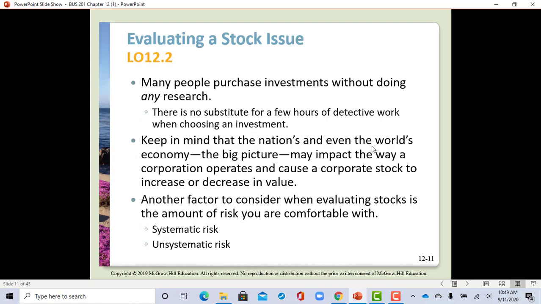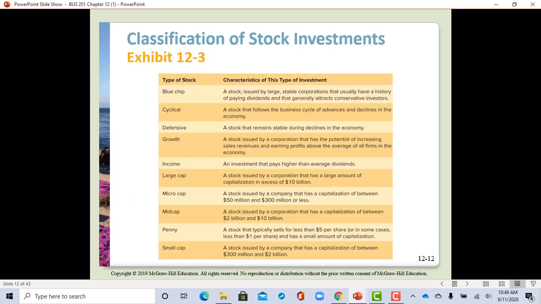When evaluating a stock, it's very important to recognize the difference between systematic risk and unsystematic risk. Systematic risk is risk associated with the economy. And then unsystematic risk is risk associated with the industry. Here's a table describing types of stock.